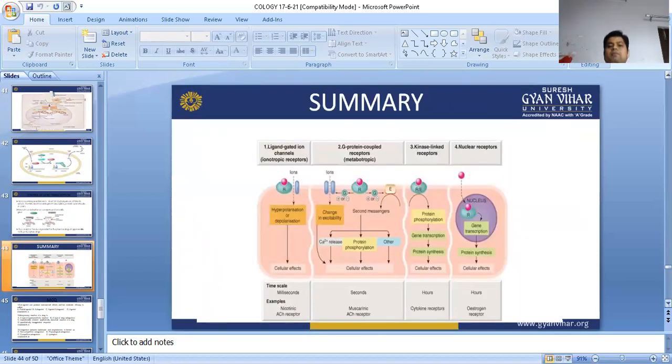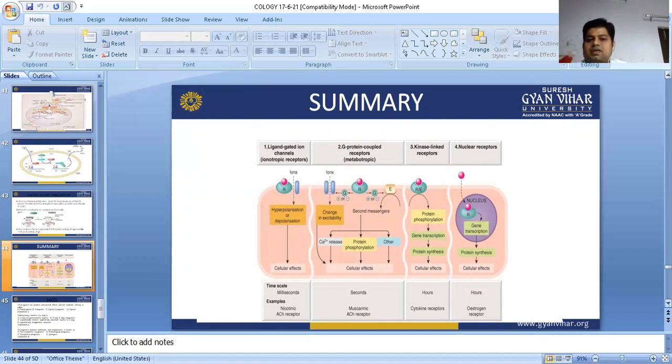Now this is the summary part in which we can see there are 4 receptors available: ligand gated ion channel, G protein coupled receptor, kinase linked, and nuclear receptor. We can see in this diagram, ligand gated ion channel, when the drug binds with the receptor, the channel receptor will open and the cell becomes hyperpolarized or depolarized, and the cellular effect will come. The time scale is milliseconds.